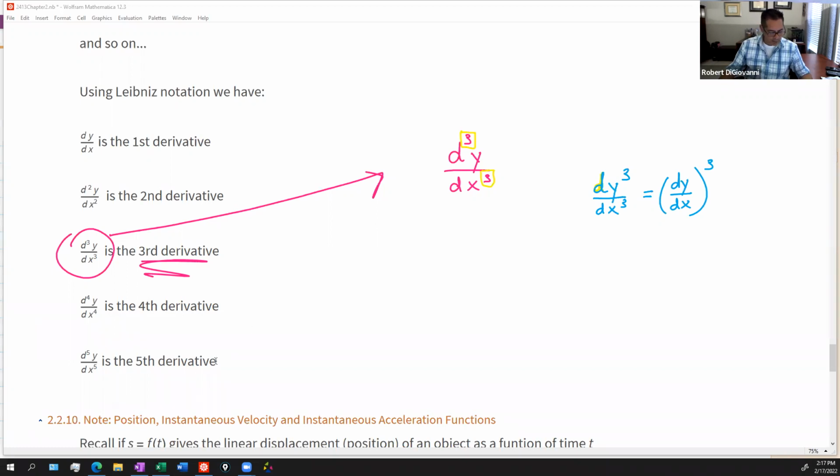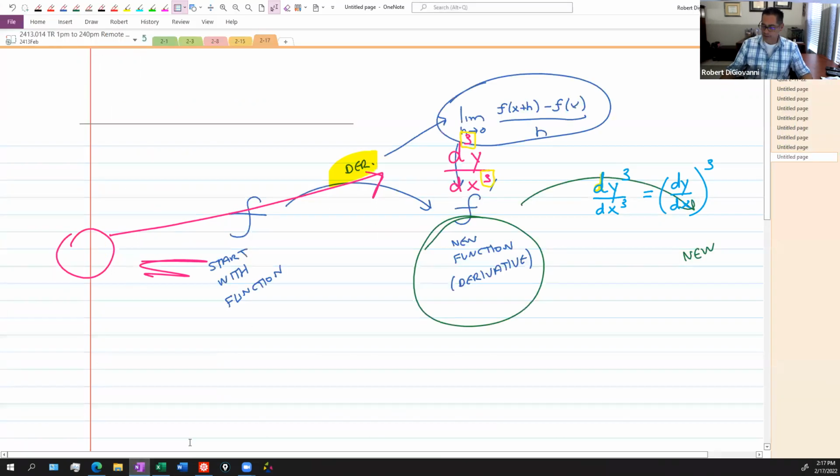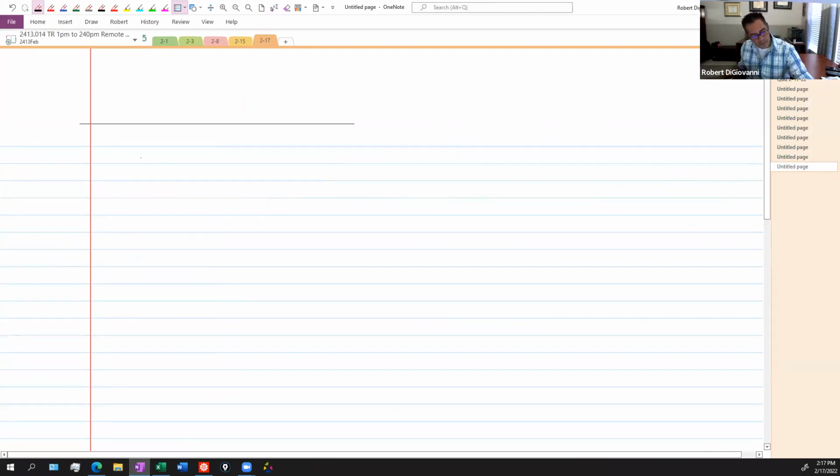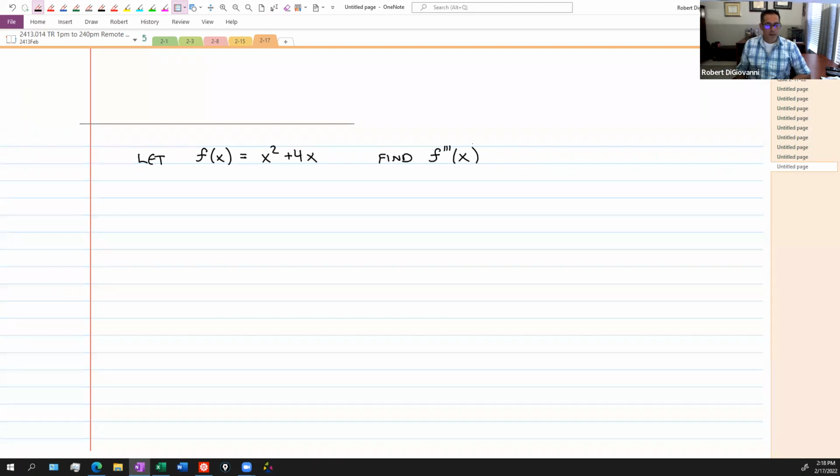Let's do an example. I think it's time to actually do an example. Let f of x be equal to x squared plus 4x. I want us to find f triple prime of x. I want us to find the third derivative of this. All right. Here we go. All ready? I first have to find the first derivative, right? That's the first thing I have to do.